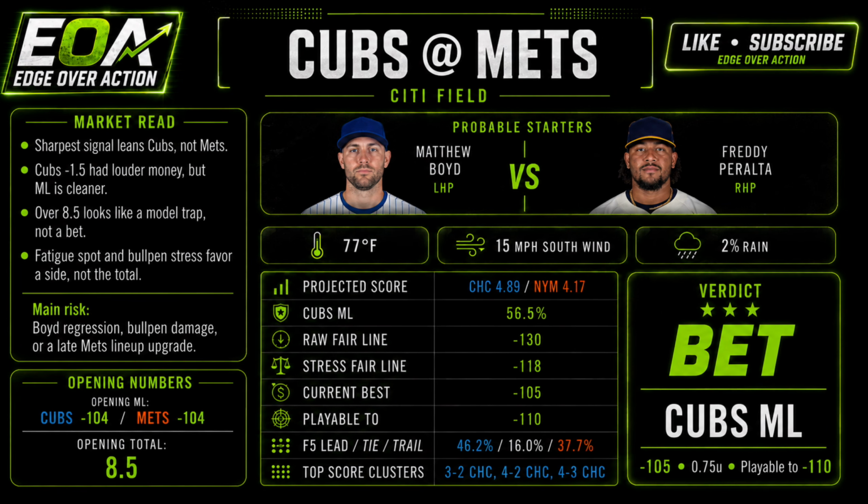The disaster scenario is Boyd being shaky, Peralta bouncing back, and the Mets finally getting a lineup spark. If that happens, the Cubs' edge gets thin fast. That is why this price is sensitive. At minus 105, there is still enough value. At minus 115, the edge is mostly gone.